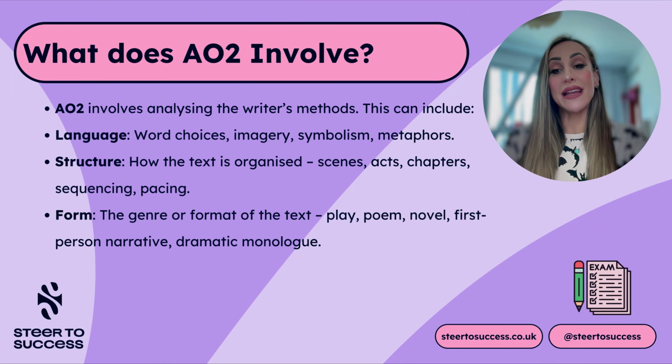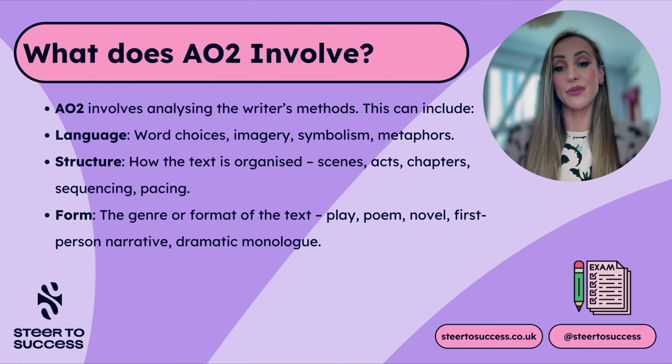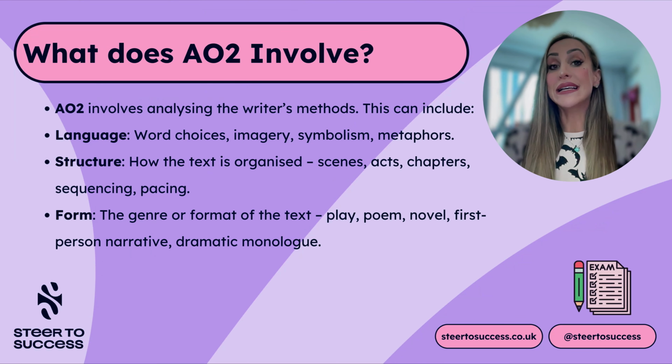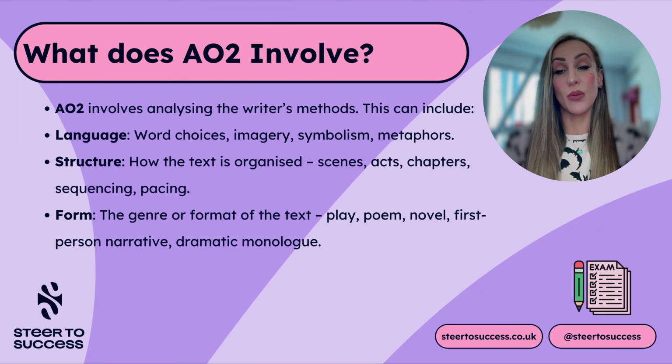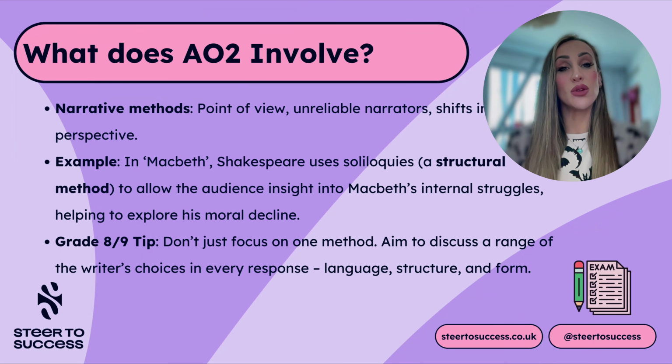So AO2 involves anything that the writer does, and we analyse those writers' methods, and this can include language: the word choices, imagery, symbolism, and metaphors. This can include the structure, which is often overlooked and neglected by students, so how the text is organised: scenes, acts, chapters, sequencing, pacing. And the form, so the genre or format of the text, whether it's a play, poem, novel, first-person narrative, dramatic monologue. So that is the form of the text. The narrative methods can also be considered as AO2, so the point of view, unreliable narrators, shifts in perspectives.